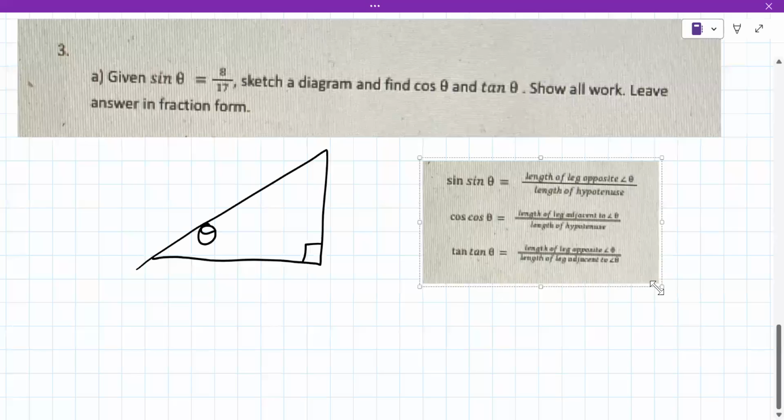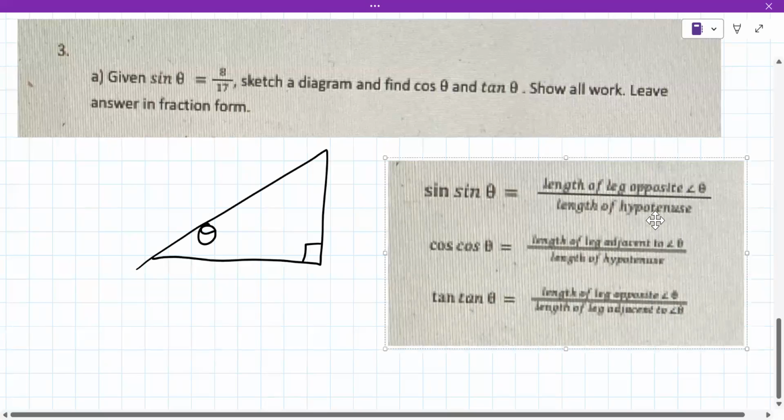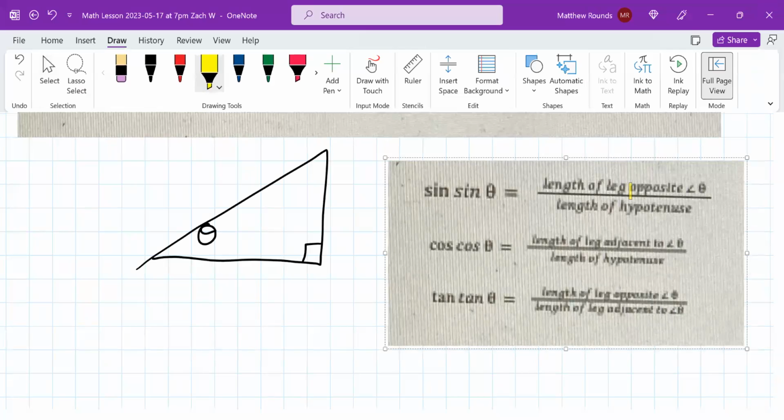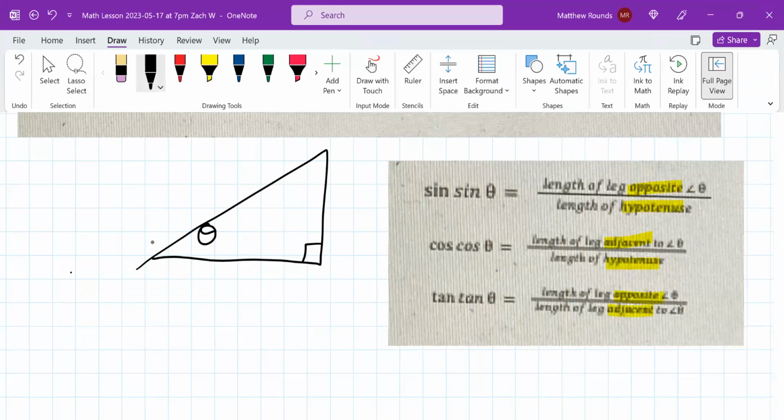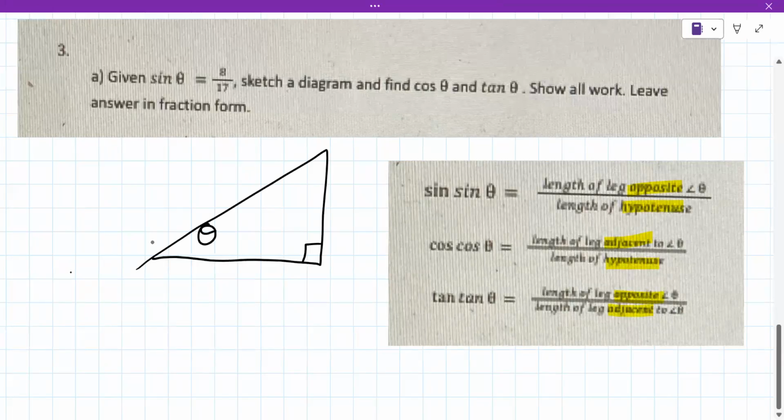This would be good to put on a reference sheet potentially. Sine is the opposite over the hypotenuse. Cosine is the adjacent over hypotenuse, and tangent is opposite over adjacent. So sine theta is the opposite over the hypotenuse. So 8 is the opposite, and 17 is the hypotenuse.